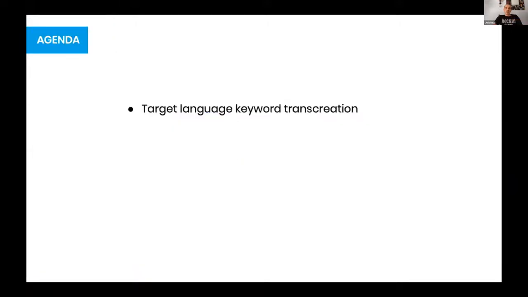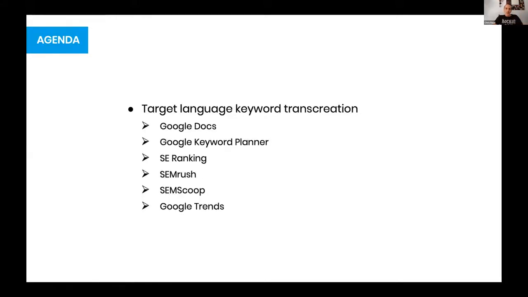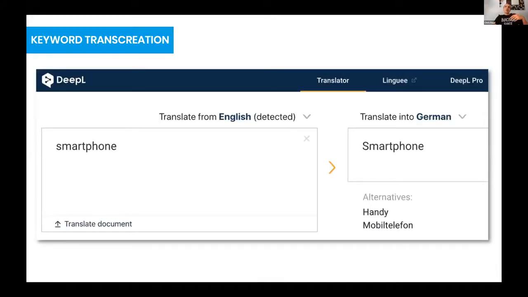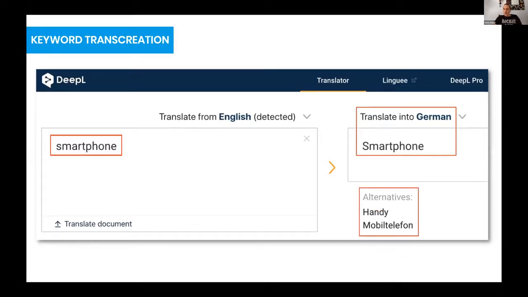All right, let's talk about target keyword transcreation. Again, we use a lot of tools for this process. Let's say you are a business that sells smartphones and you want to tackle the German market. I want to know what people are using in Germany to describe that keyword. So I went to DeepL, a machine translation tool. That tool is telling me, hey, a lot of people happen to use the term smartphone in Germany. They also use the terms Handy and Mobiltelefon, right?